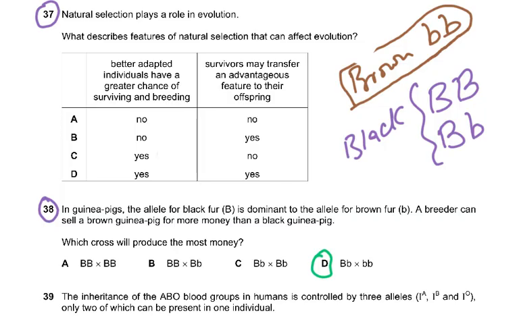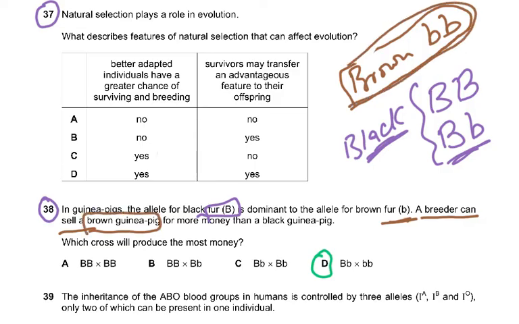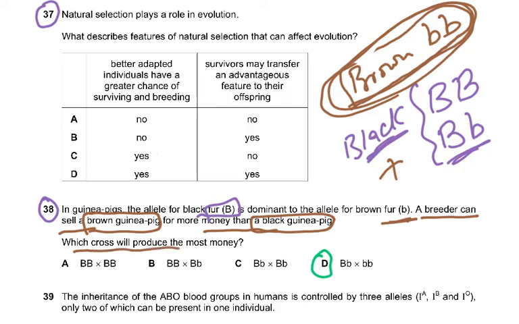So reading question 38, in guinea pigs, the allele for black fur is dominant. Big B is dominant, so black ones are only this and this. Then the brown ones are going to be this one. Now a breeder can sell a brown guinea pig. So we want all browns. We don't want any blacks. Browns sell for more money than a black guinea pig. So we don't want the blacks, we want the brown ones. Which cross will produce the most money? So which cross will produce more browns?